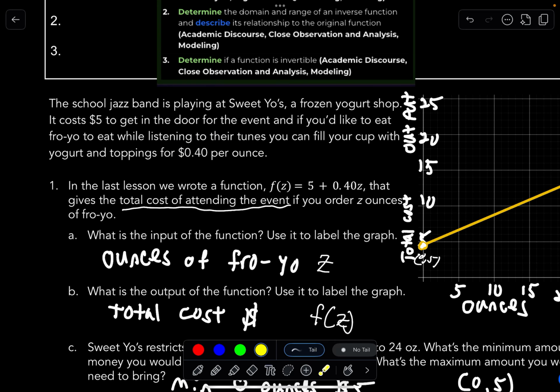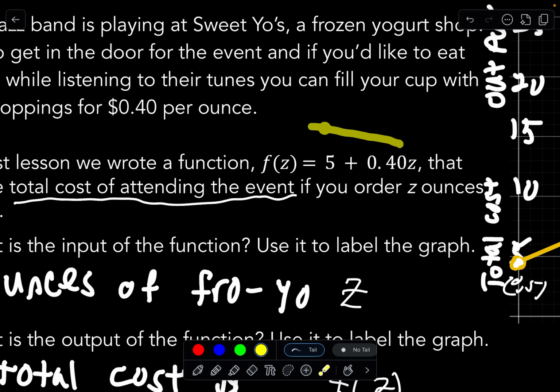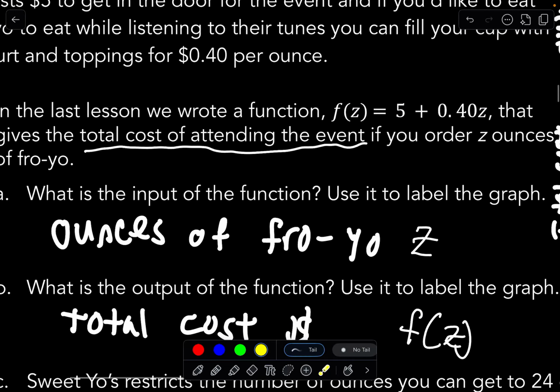So in the last lesson, taking that information, we were able to write this linear function equation, function definition. That is the $5 entrance fee plus 0.40, which represents 40 cents for every z ounces. So this gives the total cost of attending the event if you order z ounces of yogurt, of froyo.